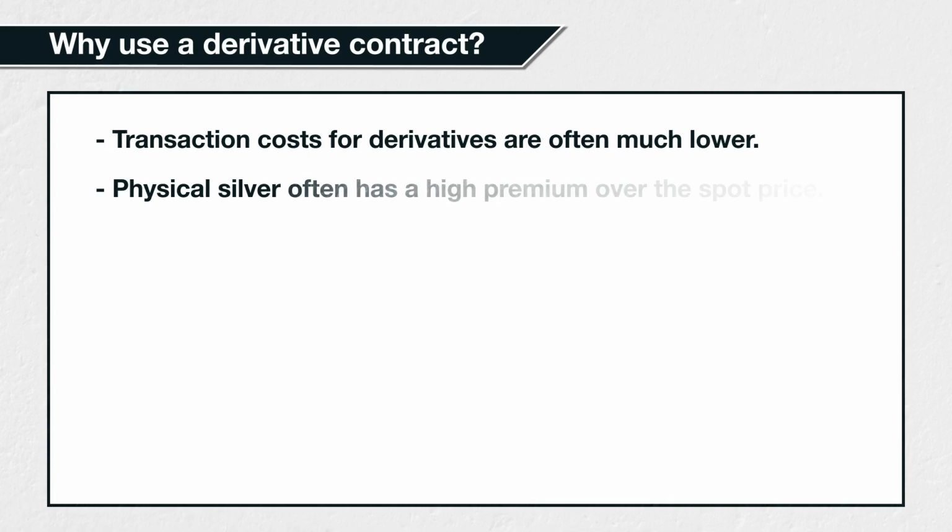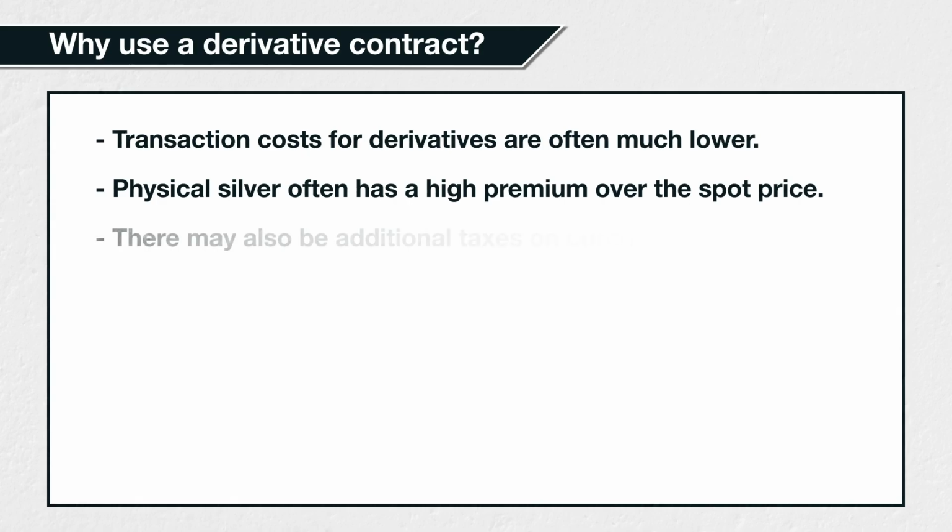Physical silver often has a premium added on by the bullion dealer. Depending on which country you live in and how large the current demand for silver is, this premium could be anywhere from a few percent to 30% plus. You may also have taxes to pay.